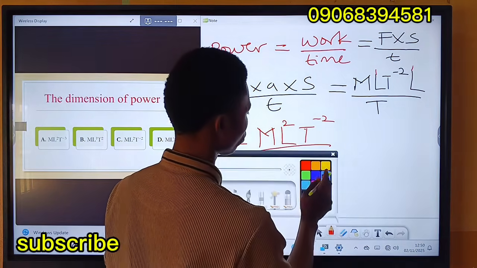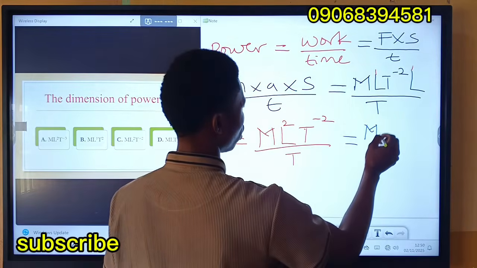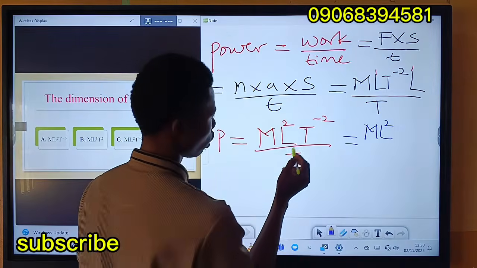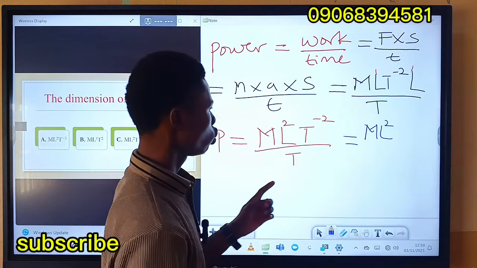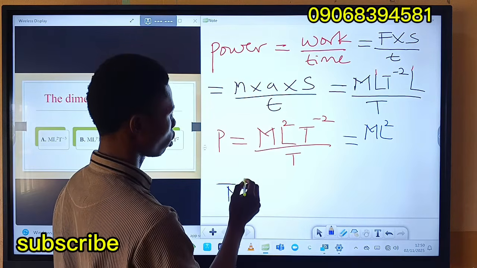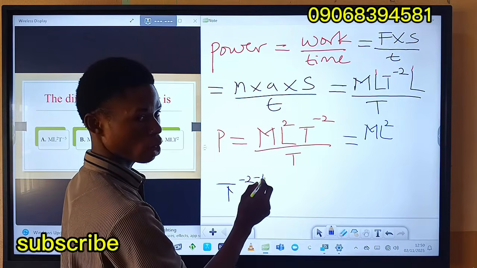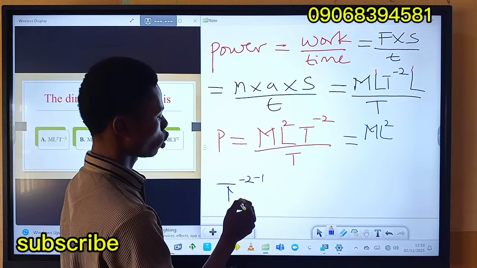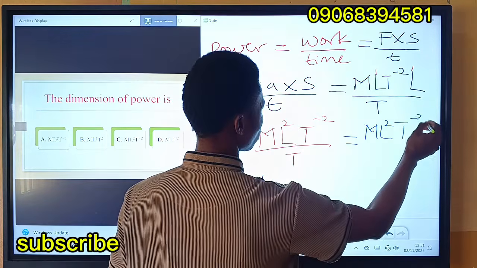Now this will be ml square. Now law of indices comes in again. We have T here, we have T here, but this is division. So what do you do? You take 1 and you subtract the power because of division there. So we'll be having T raised to power minus 2 minus 1, which is what? Minus 2 minus 1 is what? Minus 3. So we'll be having T raised to power minus 3.